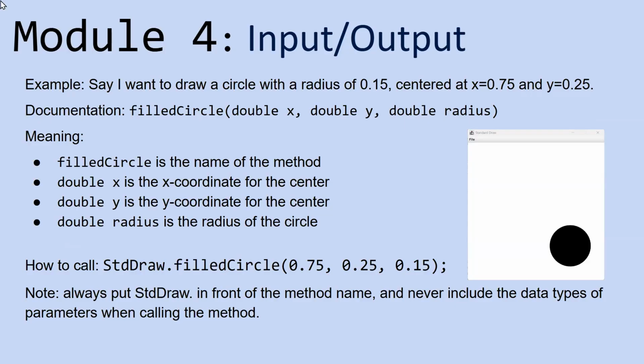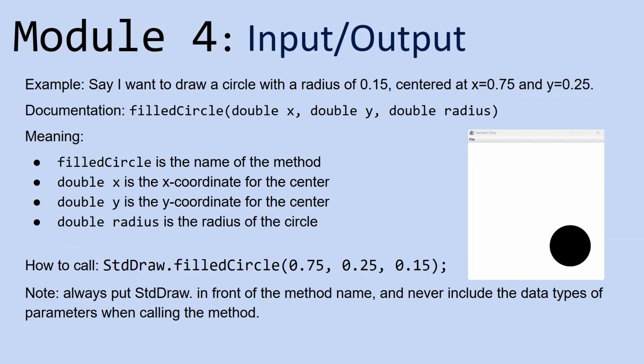Well, documentation says filledCircle, double x, double y, and double radius. So let's break down what this means. filledCircle is just the name of the method within the StdDraw API. And then double x is the x coordinate for the center. So we know that we have to provide a double in our first parameter that represents the x coordinate. And then the next parameter, double y, represents the y coordinate for the center.